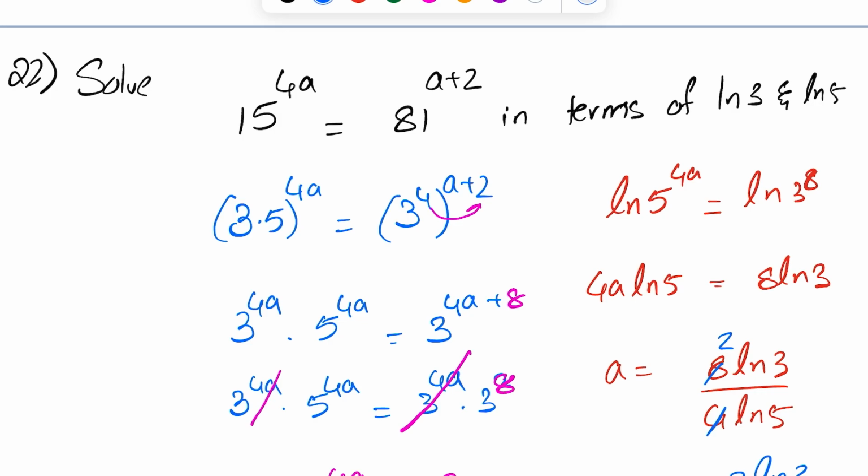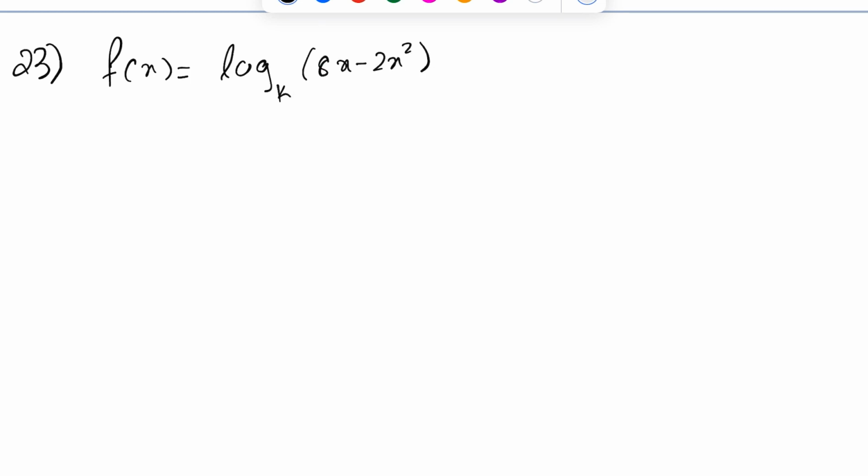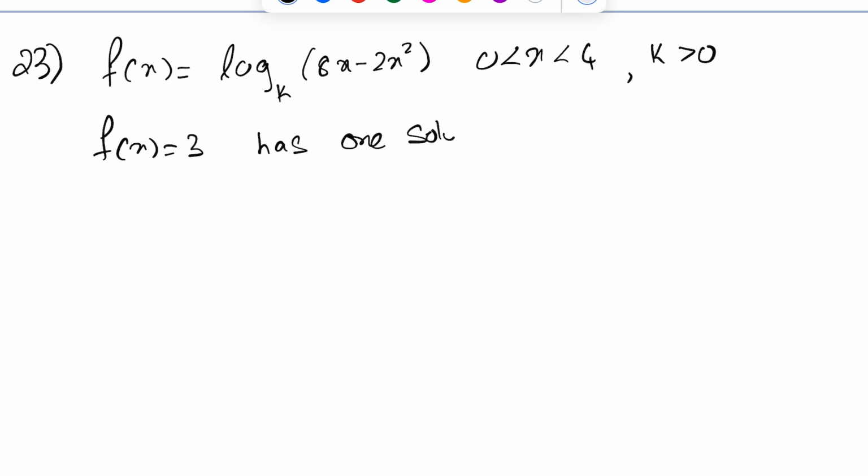Now coming to question number 23. Let f of x equals to log of base k of 8x minus 2x square, where x lies between 0 to 4 and k is greater than 0. Then f of x equals to 3 has one solution. Find k.